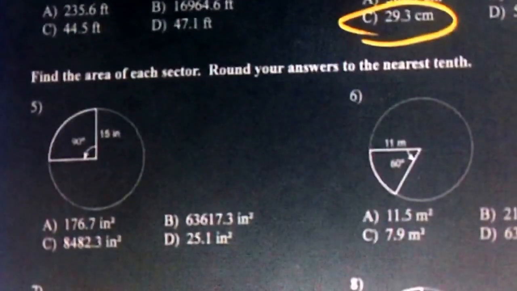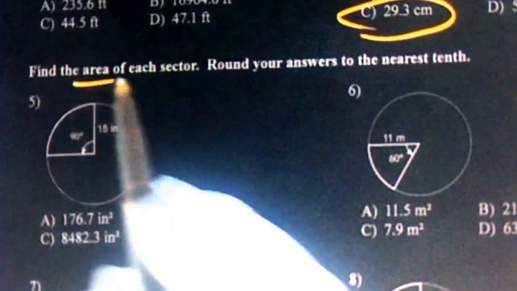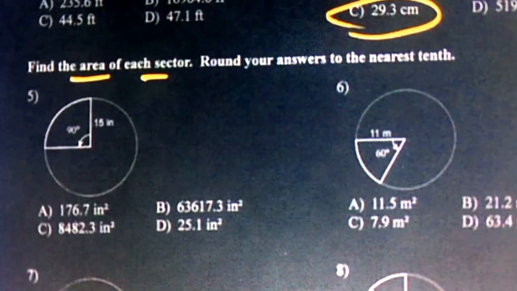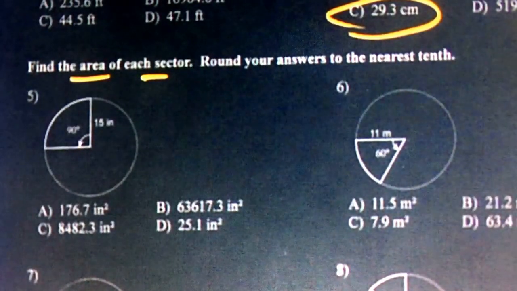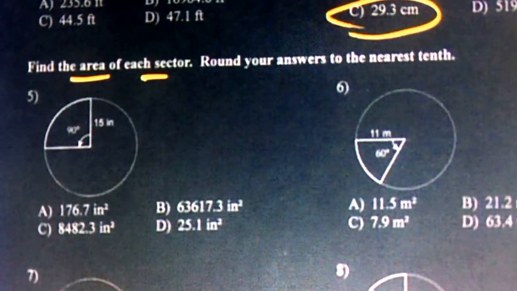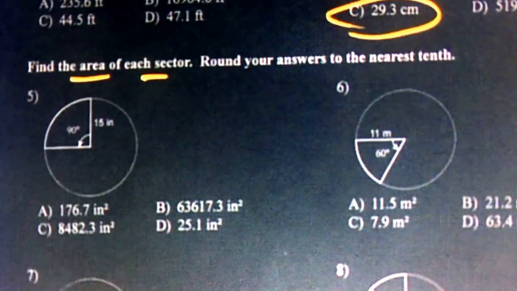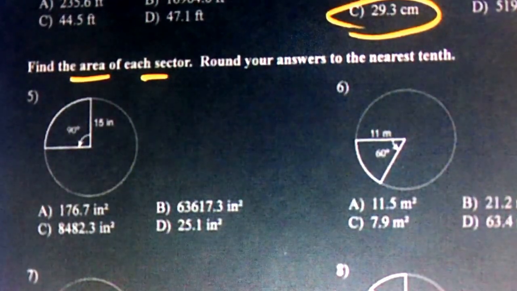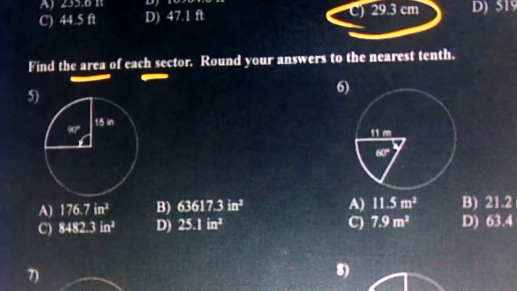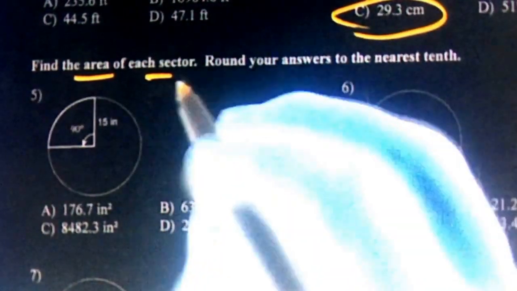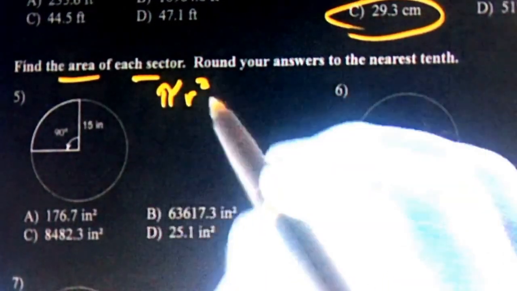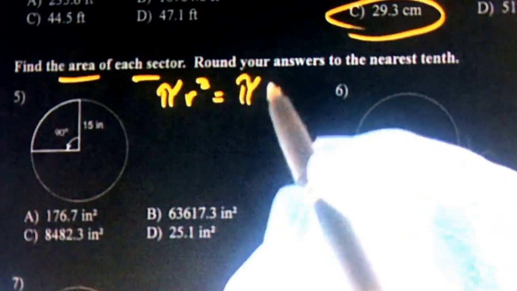Moving right along, let's try number 5. These ones, we're looking for the area of a sector. Area of a sector. And that would mean we're going to do the kind of same idea. We're going to set up ratios, but obviously we're going to use area formulas instead of circumference. All right? So area of this is pi r squared, and our radius here is 15 inches. So it's pi times 15 squared.